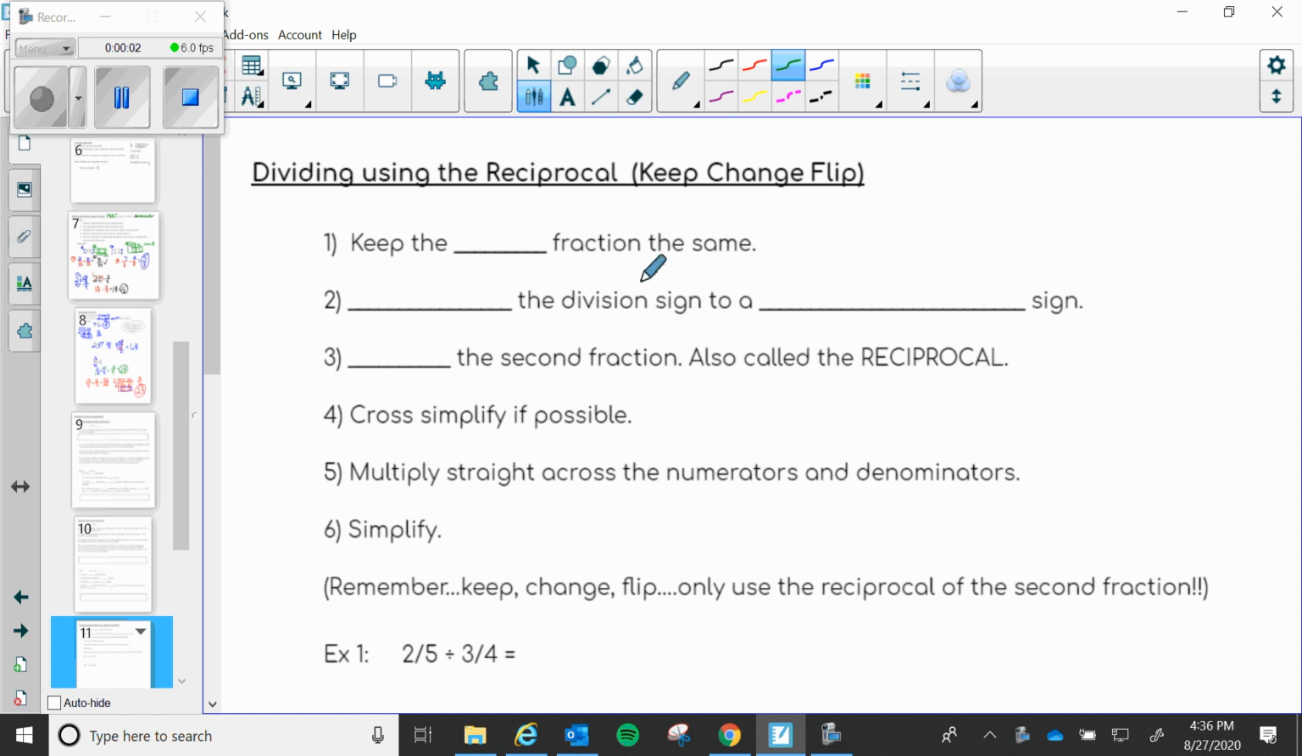Hello, hello. So today's lesson is over dividing fractions using the reciprocal. Now, reciprocal is a super fancy vocab word, and I'll get to it in a minute. But that is just a fancy way to say this method, which is keep, change, flip. KCF. KCF is how we divide fractions.